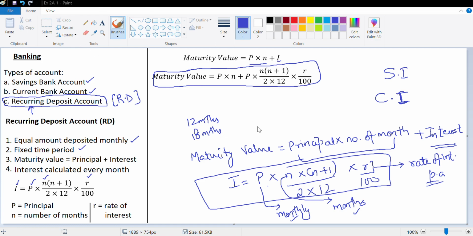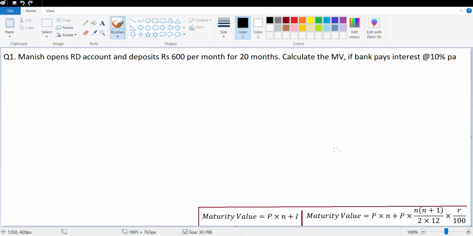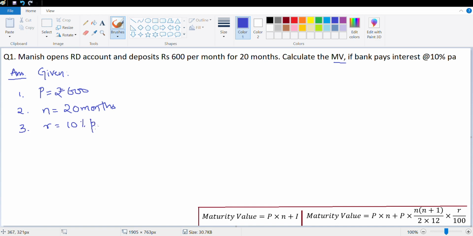So the first question that we solve is question number 1. It says Manish opens a recurring deposit account and deposits rupees 600 per month for 20 months. So let's write what's given. What is given is principal is equal to rupees 600. That's point 1, and N is 20 months, which is the time. Calculate the maturity value if bank pays an interest at the rate of 10% per annum, and the R is given as 10% per annum.